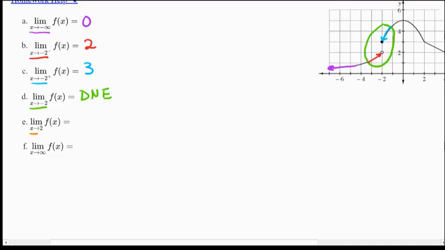Then we have the limit as x approaches +2. When I look at the left side here and then the right side here, both the left and the right side are pointing towards the same y value of 3.